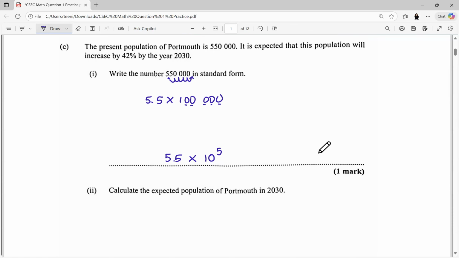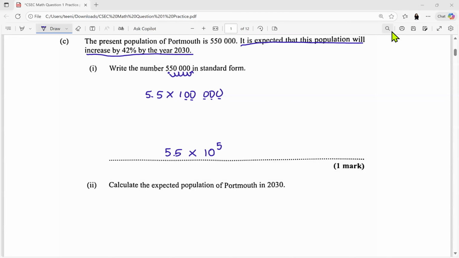It says it is expected that the population will increase by 42% by the year 2030. Calculate the expected population in 2030. Everybody take a few minutes, work this part out for me, and then I'll show you how I would do it.